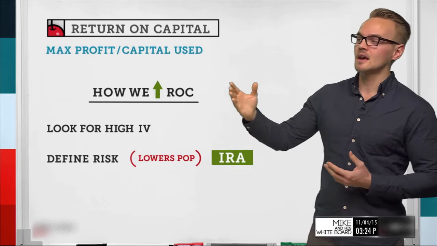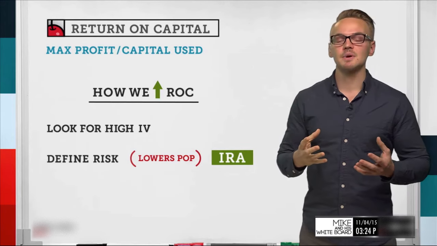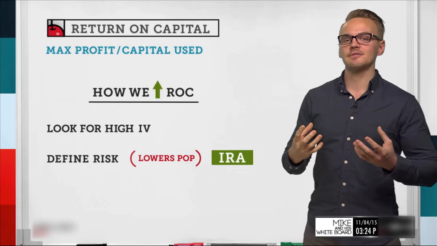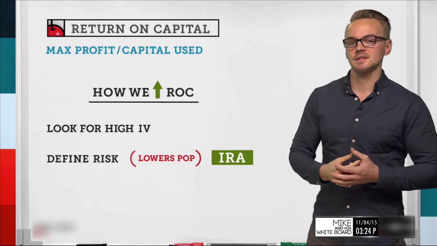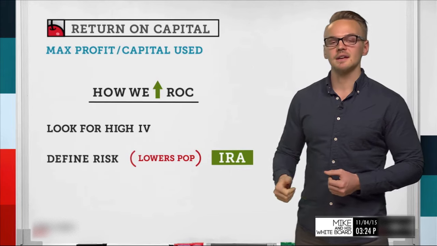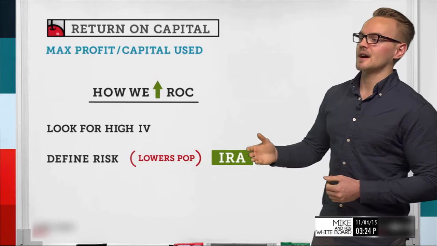Because at the end of the day, return on capital is just max profit over capital used. And when we're selling options, the max profit is essentially just the credit we receive. Another thing we can do, which is especially efficient in an IRA account, is define our risk.